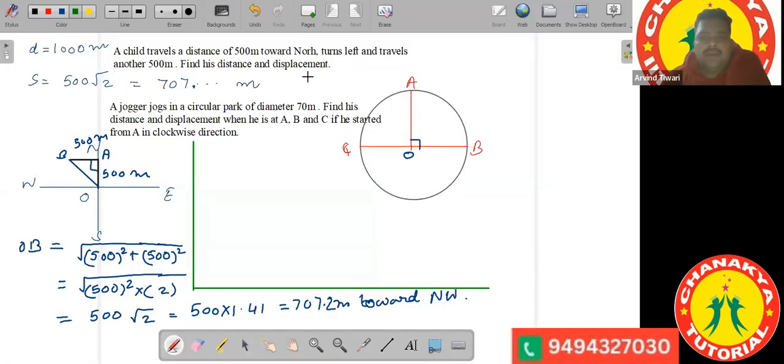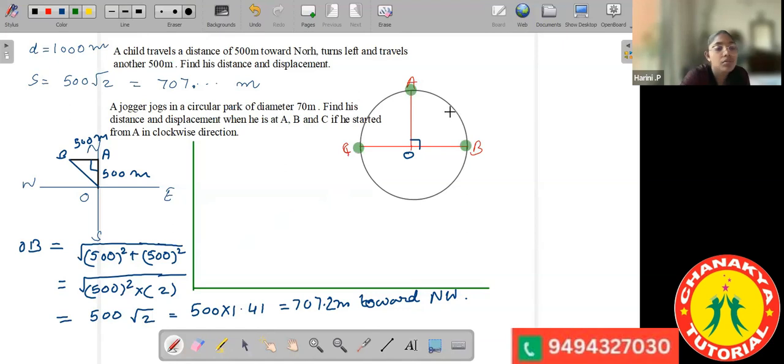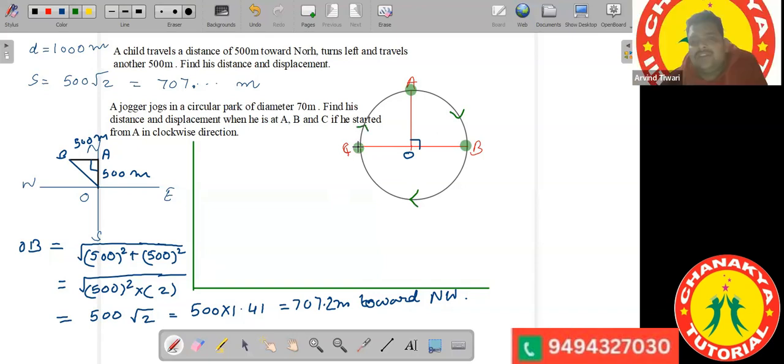Just see. The person starts from A. Let's have the starting point. This is the starting point A. The person starts from here, and from here the person travels to B, and then the person travels to C. So this is the sense of rotation, the person going from A to B to C. You have to make the diagram and mark the sense of rotation.